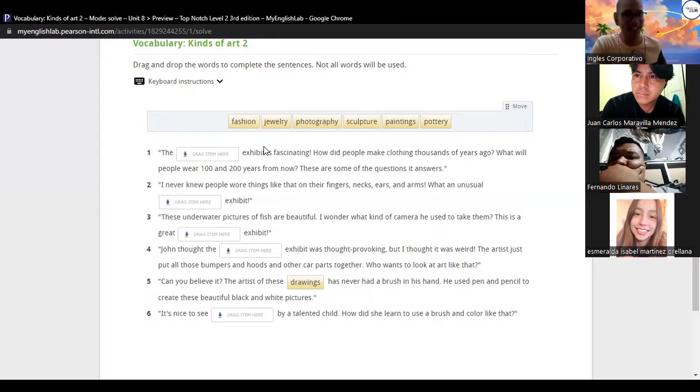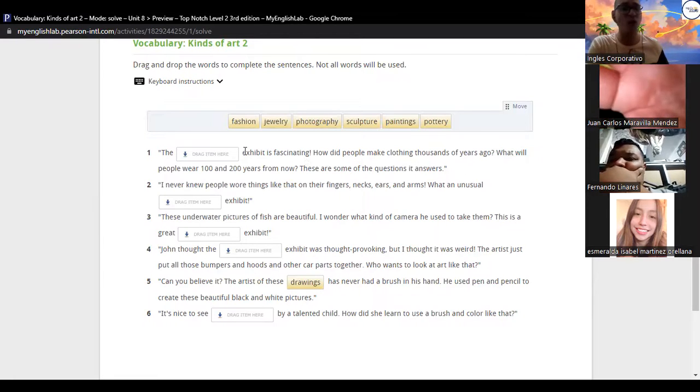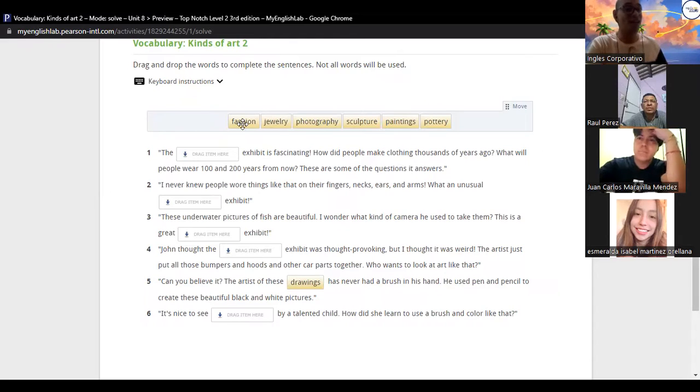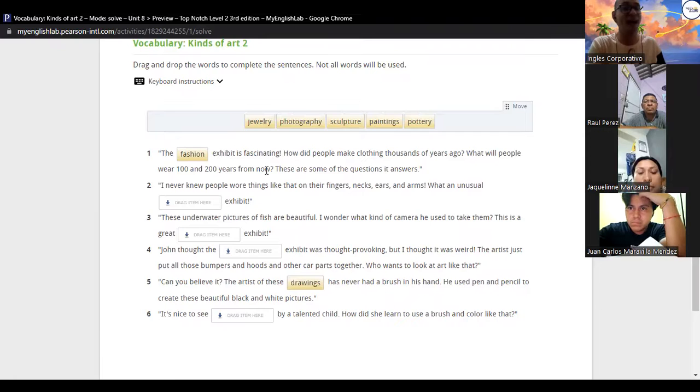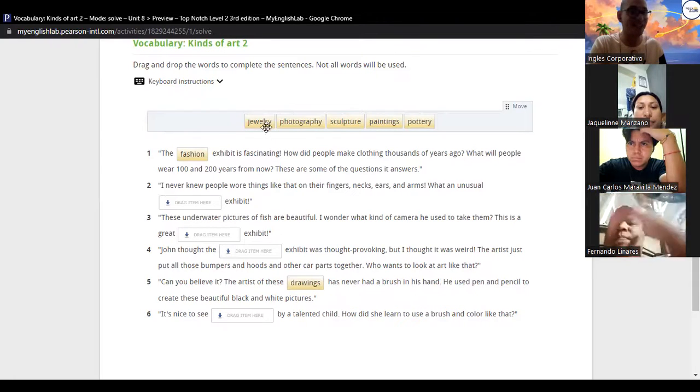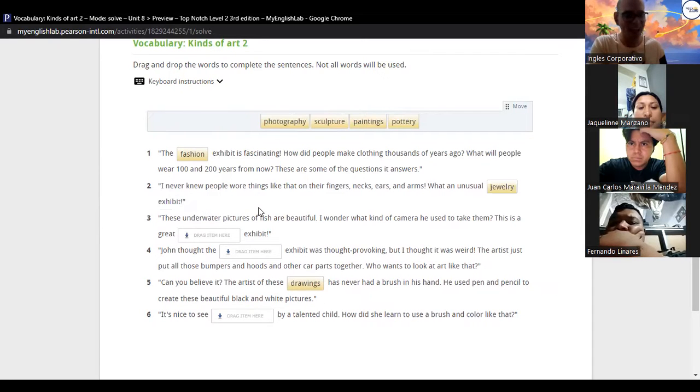Now let's go with number one. The fashion exhibit is fascinating. How did people make clothing 1,000 years ago? What will people wear 100 and 200 years from now? These are some of the questions it answers. So what is the key word? Fashion. Number two, I never knew people wore things like that on their fingers, necks, ears, arms. What an unusual jewelry exhibit. Jewelry. Yes.